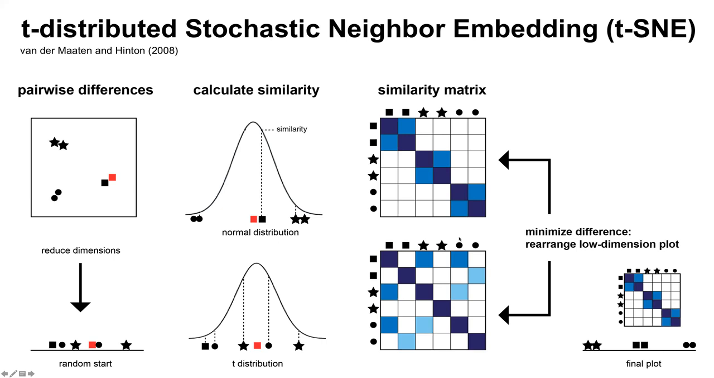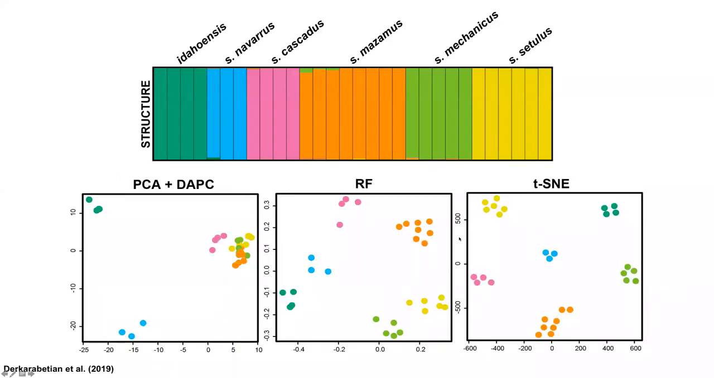So what does t-SNE look like? Again, it's a two-dimensional plot. So again, principal components, random forest, t-SNE. You can see the clusters are even more well-defined. This is, of course, one of the results of using that t-distribution. It pushes these clusters farther apart.